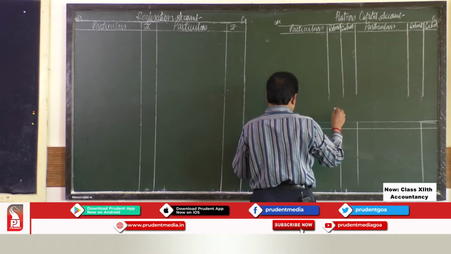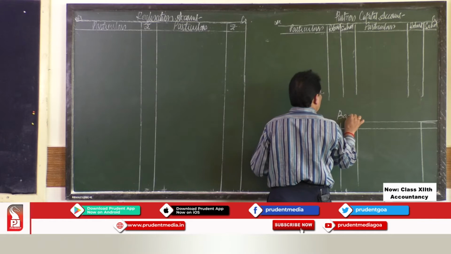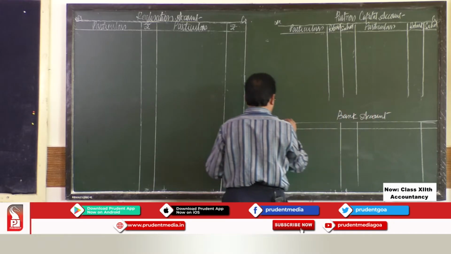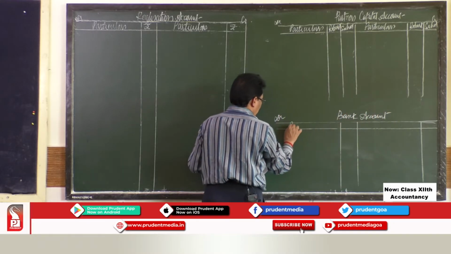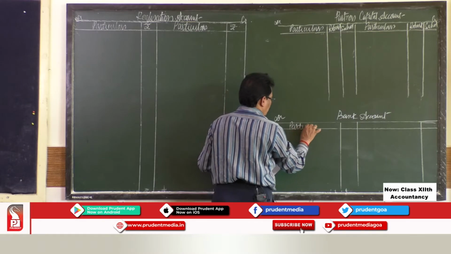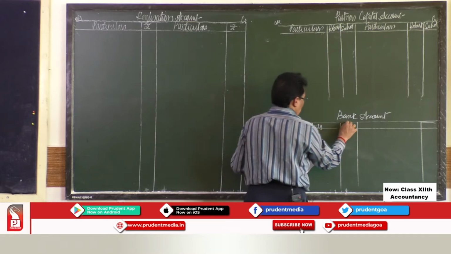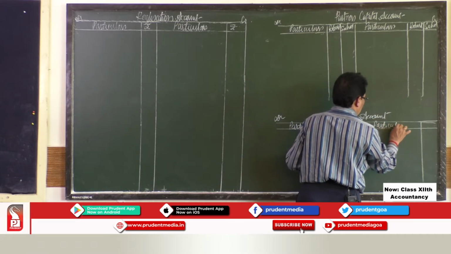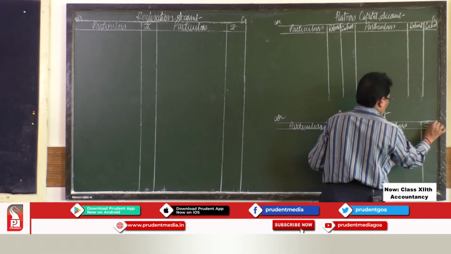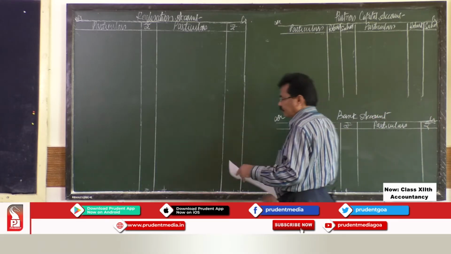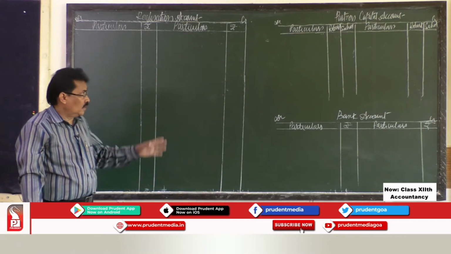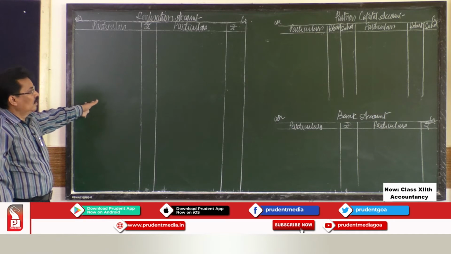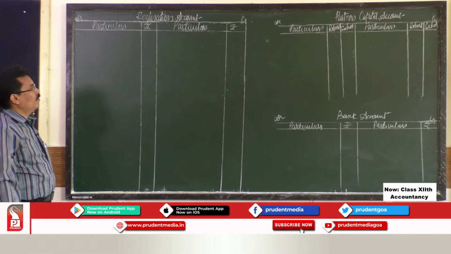Then the third account is the bank account. On the debit side, we have particulars and amount; on the credit side, particulars and amount. So these are the 3 accounts we require to close the books of accounts on dissolution of a partnership firm.